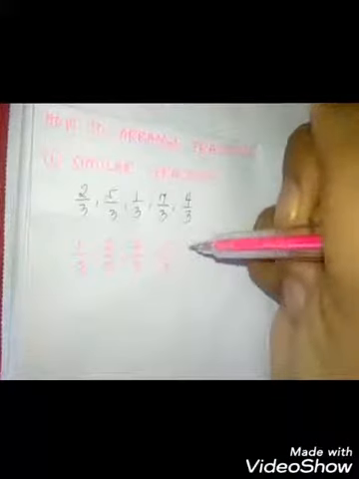Then next to 2 is 4, so we will write in the third place 4/3. Then we have 5, so we will write 5/3. The last one is 7/3. As you can see, 1, 2, 4, 5, and 7. This is the correct arrangement from least to greatest.